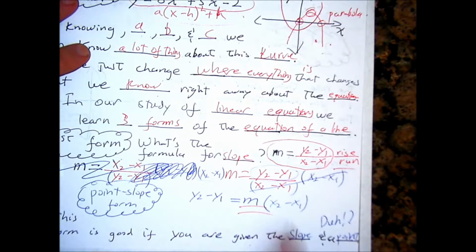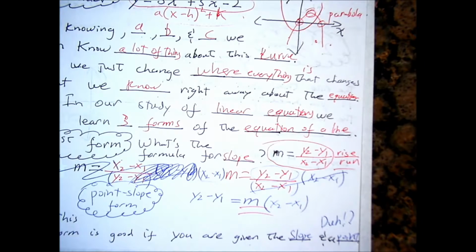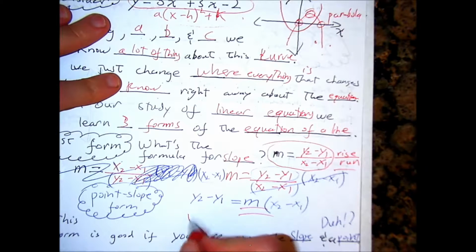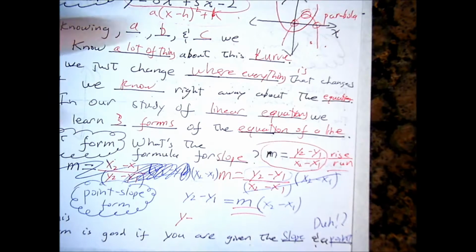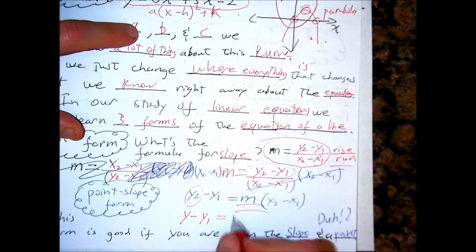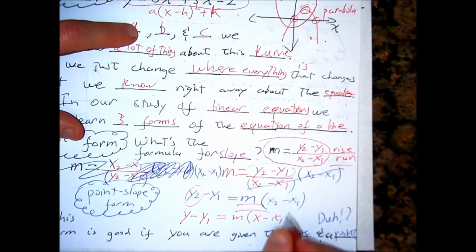because if you just know the slope, see right here, m, and you know a point, then you'll know right away what the equation of your line is. So really, they don't write y2 minus y1. Instead, they just say y minus y1. So instead of writing y2, they just write y minus y1 is equal to m times x minus x1.